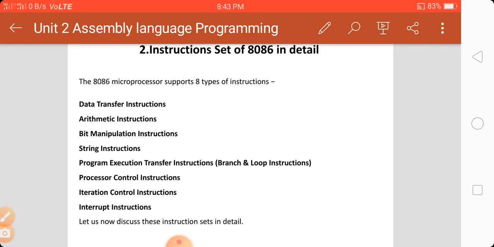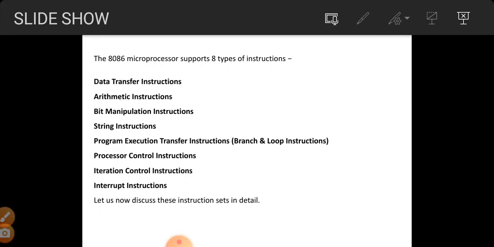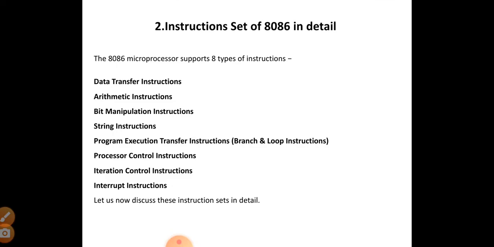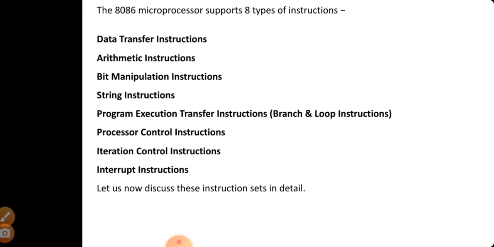First instruction is the data transfer instruction. Second is the arithmetic instruction. Third is the bit manipulation instruction. Fourth is the string instruction. And fifth is the program execution transfer instruction, that is the branch and loop instruction. Then sixth, processor control instruction. Seventh, iteration control instruction. And last, means eighth instruction, is the interrupt instruction. Let us now discuss these instruction sets in detail.